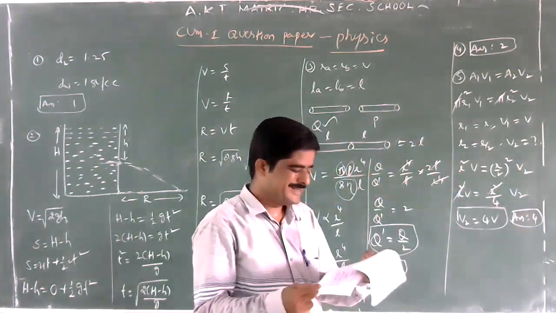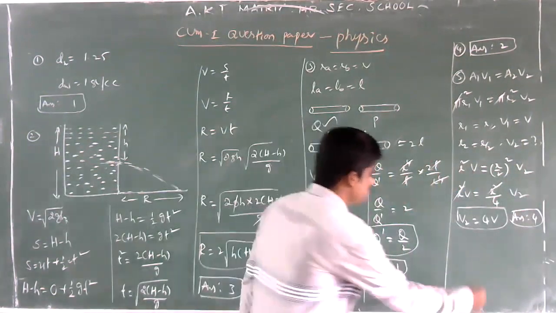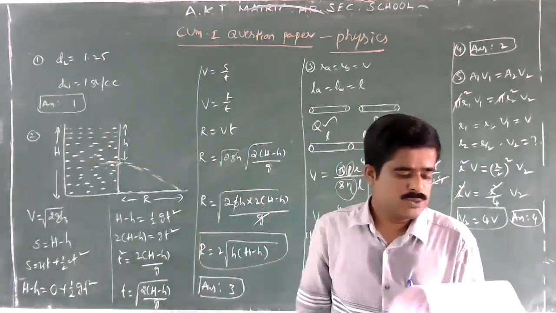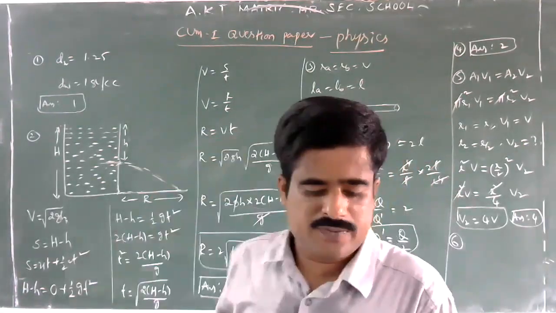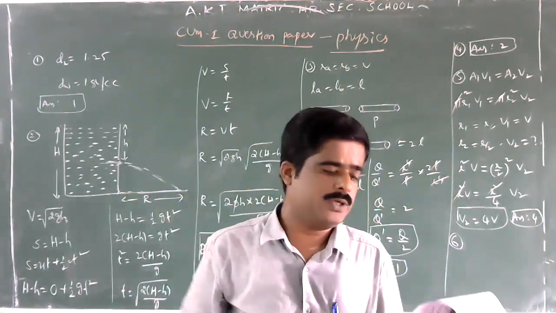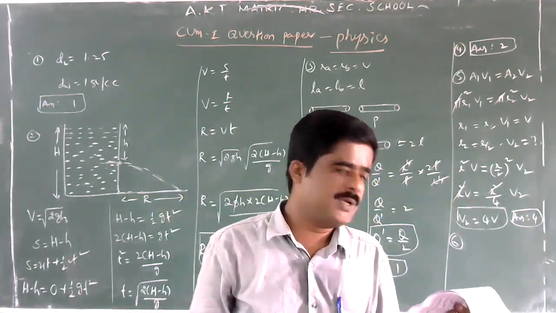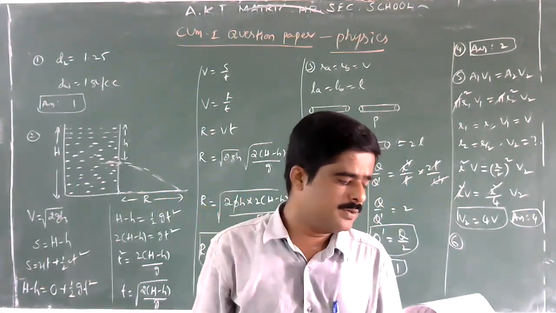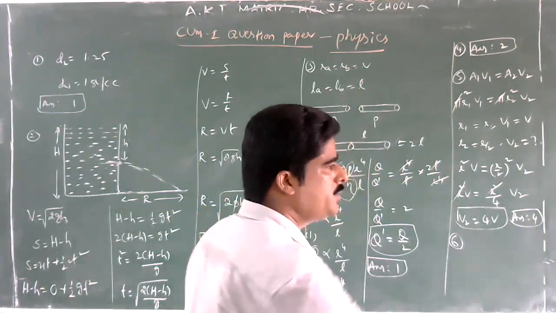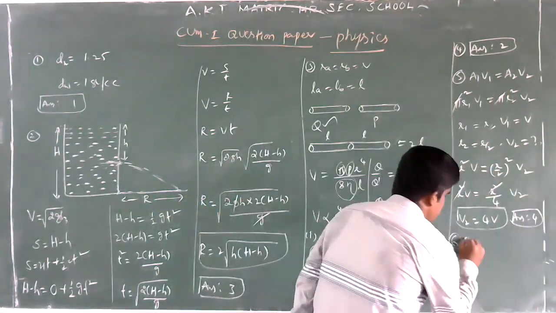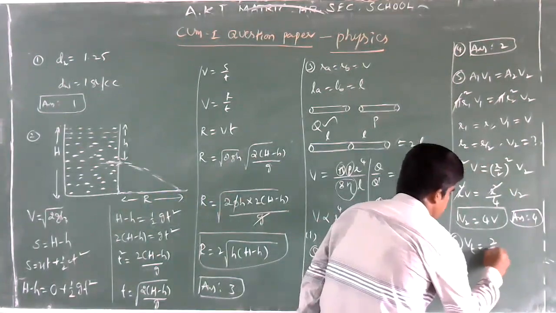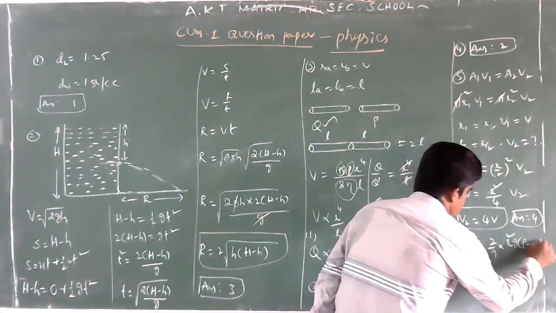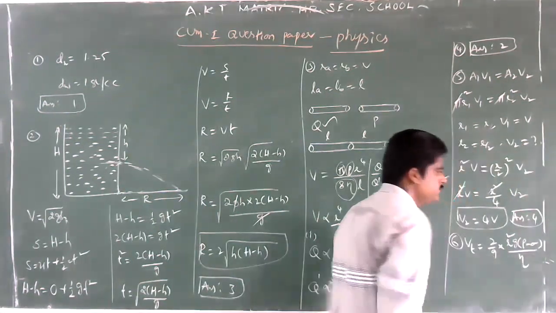Next, sixth question. A small sphere of volume V falling in a viscous fluid acquires a terminal velocity Vt. The terminal velocity of the sphere of volume 8V of the same material and falling in the same fluid will be what? Here based on terminal velocity. What is the formula for terminal velocity? Vt is equal to 2 by 9 into r square g into rho minus sigma by eta.